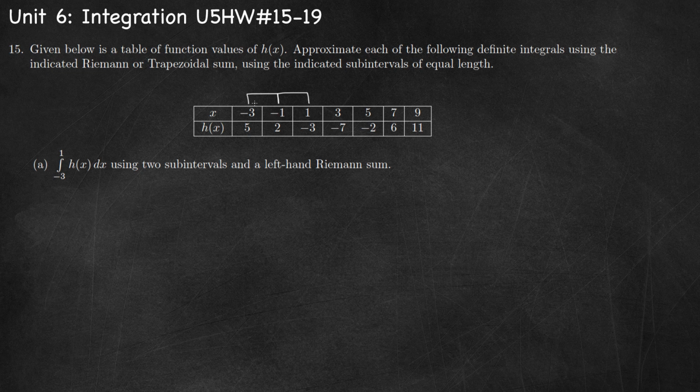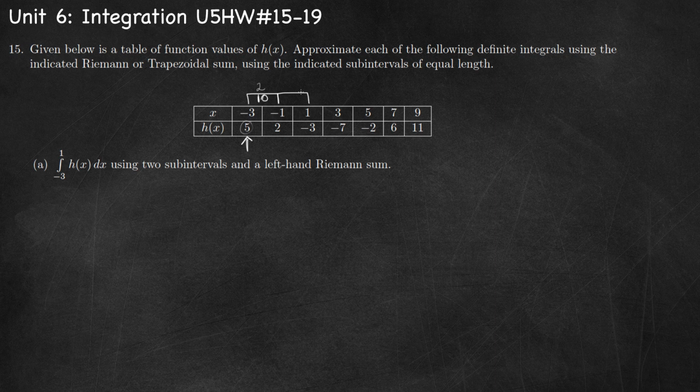So to get the height of each rectangle, we use the left edge. So I'm going to use 5 as the height of my first rectangle, and the width will be the distance between -3 and -1, which is 2. So the width there is 2, and the height is 5, so the area of that rectangle is 10.